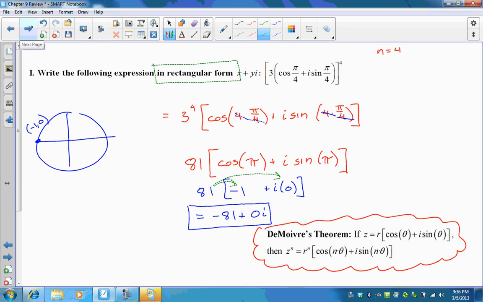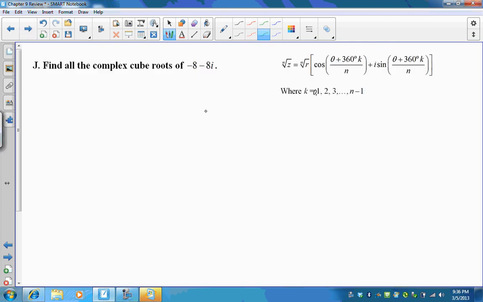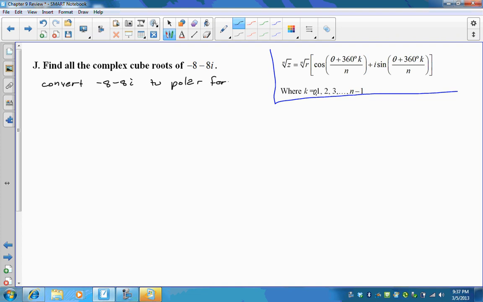And then the very last problem, which is a beast of a problem, finding any root of a complex number. This one's really tough because I gave it to you in rectangular form, but this formula, which I will give you on the test, is in polar form. So my first thing to do is convert -8 minus 8i to polar form. Since we just did 3 problems on this in one of the previous sections of the review, I'm going to pause the recording while I do this. So hang on just a sec.